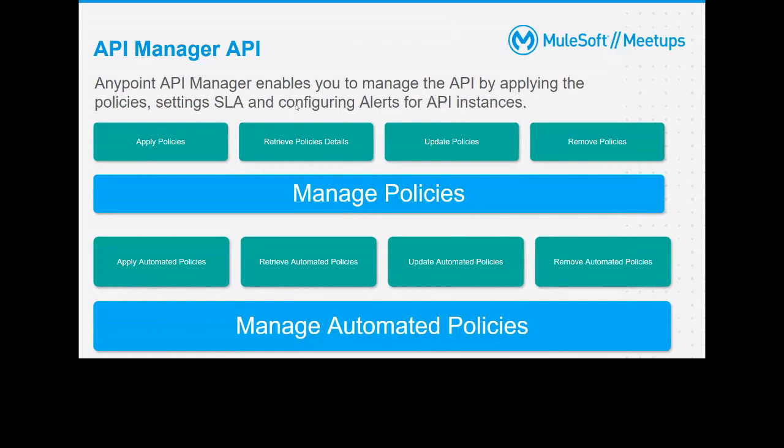So basically these are REST APIs. It can manage policies and automated policies. It can apply a policy, retrieve policy details, update a policy, and remove a policy. Apart from that, for automated policy, it can apply, retrieve, update, and remove an automated policy. I know there might be a question on automated policy. What is automated policy? If you go to API Manager in MuleSoft, let me show that.